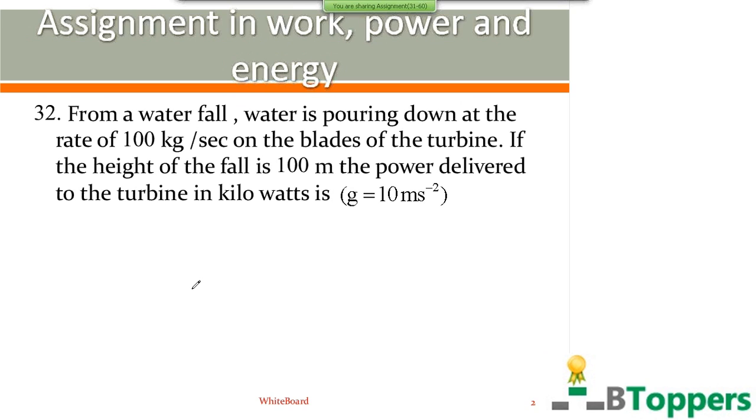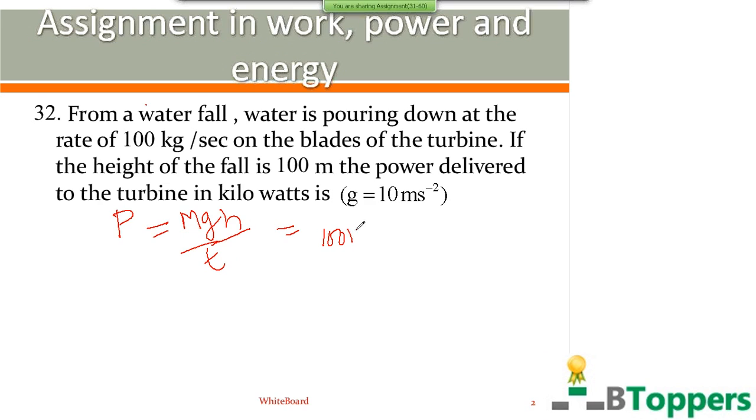So look at the question number 32. From a waterfall, water is pouring down at the rate of 100 kg per second on the blades of the turbine. The height of the fall is 100 meters. The power delivered to the turbine in kilowatts is, also similar to the earlier problem, the power delivered is equal to mgh by t. So m by t gives you the time rate at which the mass of the water is falling per second. Work done by the gravitational force when the body falls through a vertical height h will be mgh, so divided by time interval gives you the power delivered to the turbine by the falling water.